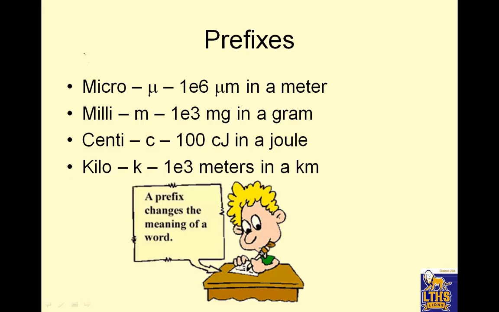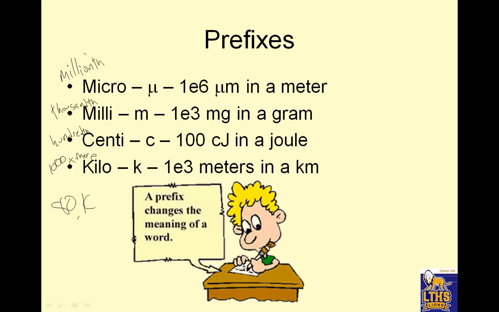Prefixes. Okay, so the only prefixes we need to know are micro, milli, centi, and kilo. Micro is millionth, milli is thousandth, centi is hundredth, and kilo is 1,000 times more. So if I said, oh, you get a job making 80K a year, 80 what? 80,000. That's what the K is for kilo.